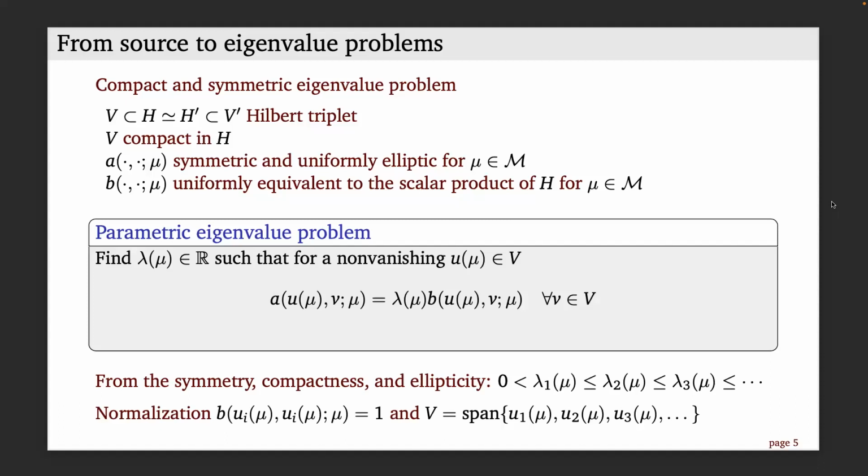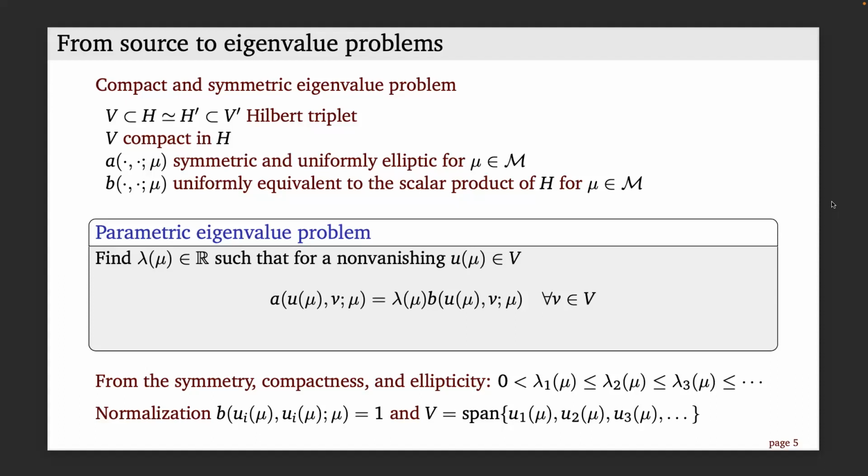Then the eigenvalue problem has the following form. You solve A(u,v) equal lambda B(u,v), depending on the parameter mu. In the case of the Laplacian, for instance, A is the usual grad u grad v bilinear form, B is the scalar product in L2, and then you may have some dependence on mu on both the left and the right hand side.